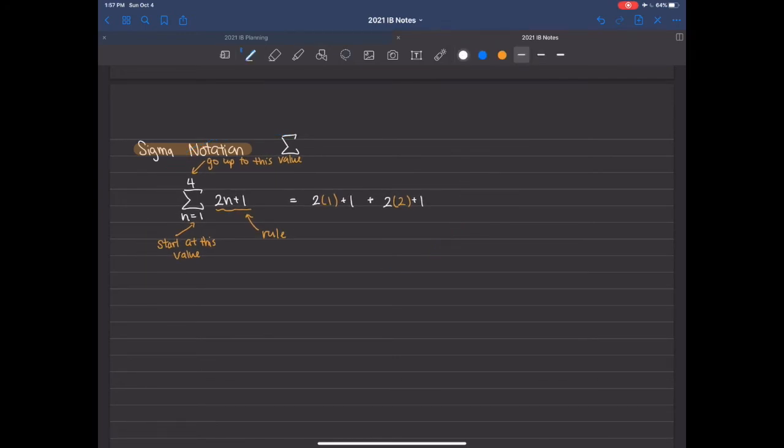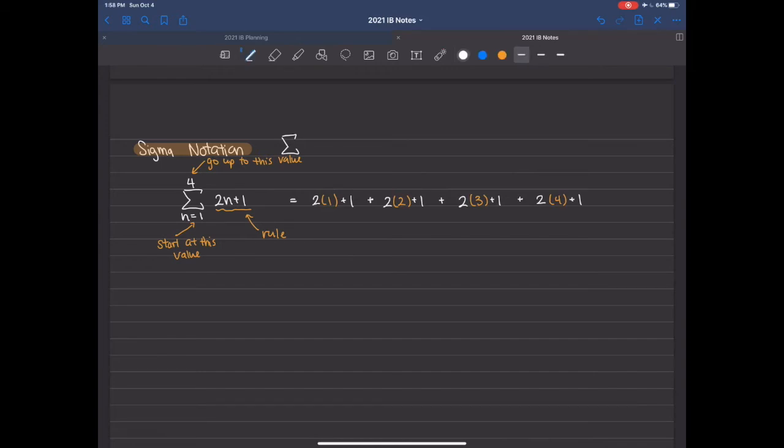So 2 times 2 plus 1 plus 2 times 3 plus 1, because our value for n is changing every time, plus 2 times 4 plus 1. And then we're going to stop when n equals 4, because our sigma tells us that n is going to start at 1 and it is going to go up to 4 and then stop. So n is 1, n is 2, n is 3, n is 4, and then we stop.